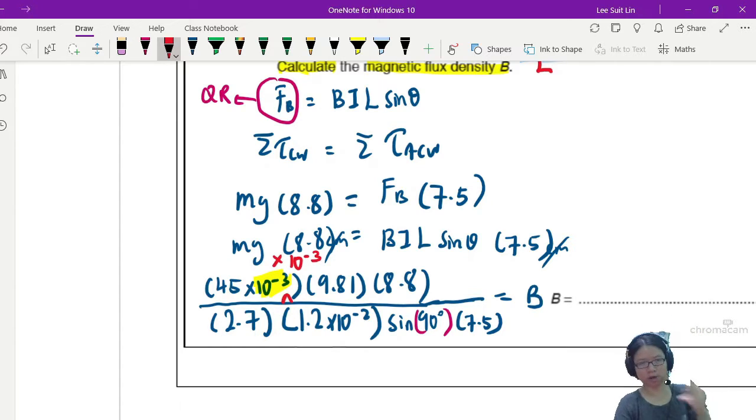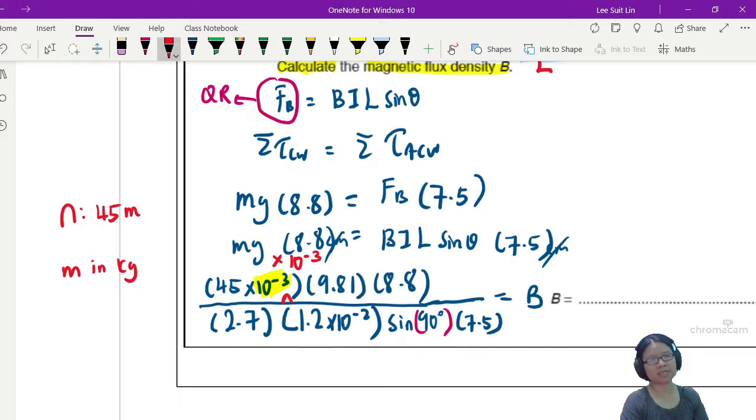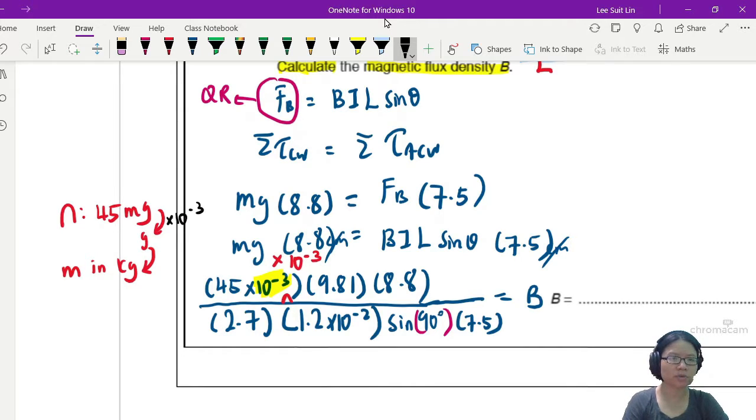Must times 10 to the power of negative 3 two times, because m is in kg and the small mass is 45 milligram. So milligram needs to change to gram, then only change to kg. So every time you change, you times 10 to the power of negative 3. When you change milli to gram, divide by 1000. Then you times 10 to the power negative 3 again when you change from gram to kilogram.